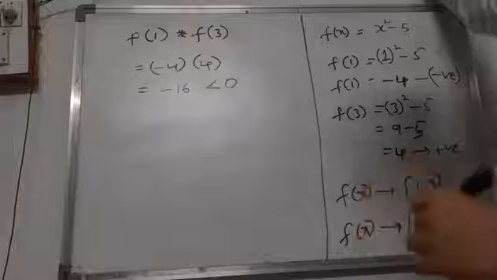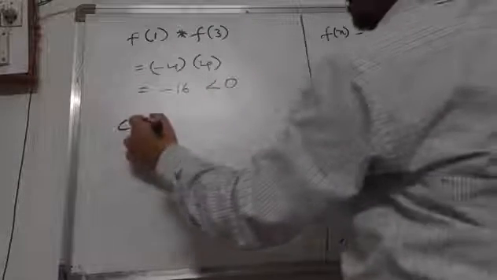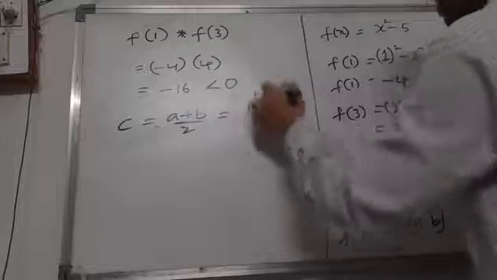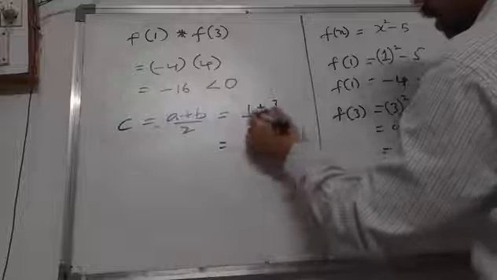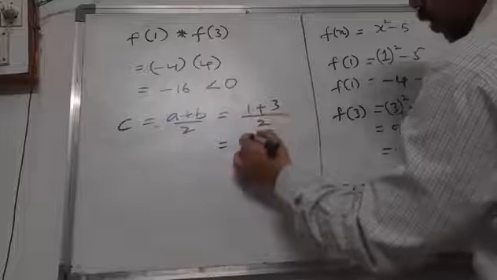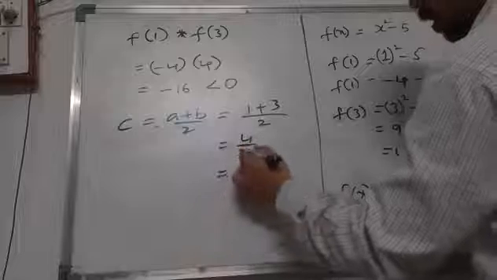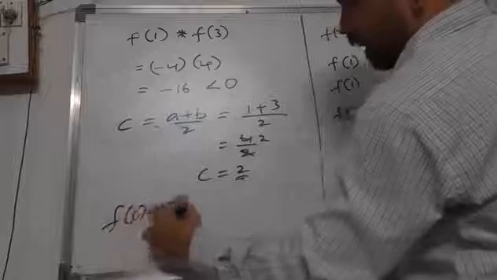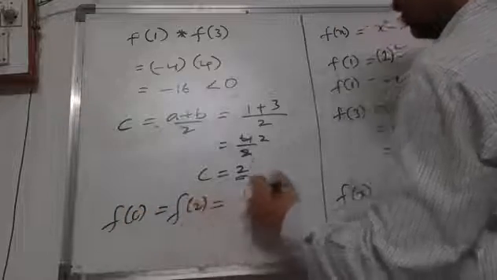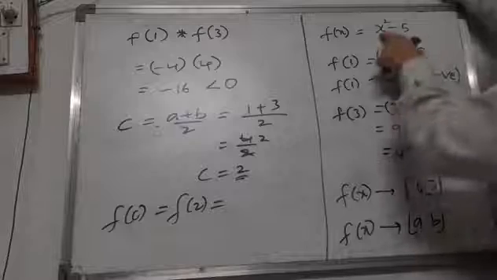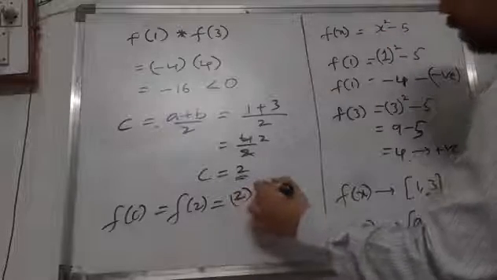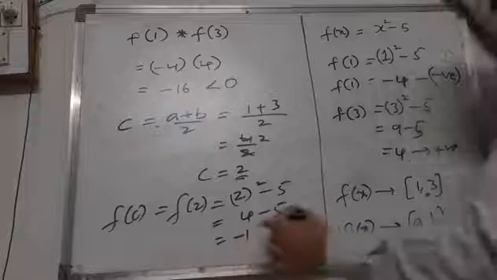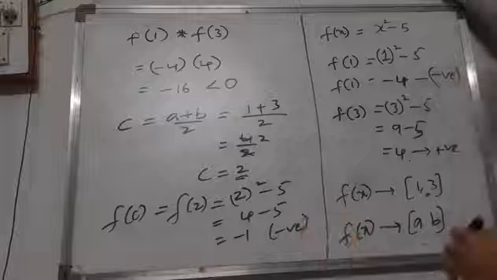Okay, right? So now you find c, that is a plus b by 2. a is 1 and b is 3, so 3 plus 1 is 4, 4 by 2, that is equal to 2. c is equal to 2, you got. Now you find the f of c value, so f of 2. That is 2 square minus 5, that is 4 minus 5, equal to minus 1. So f of c is negative.